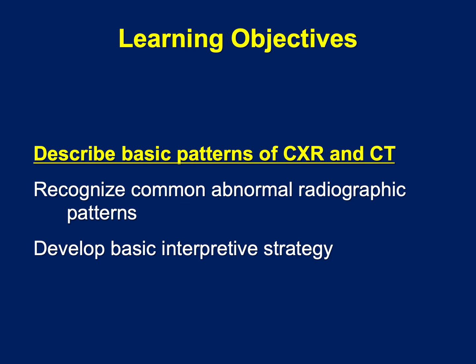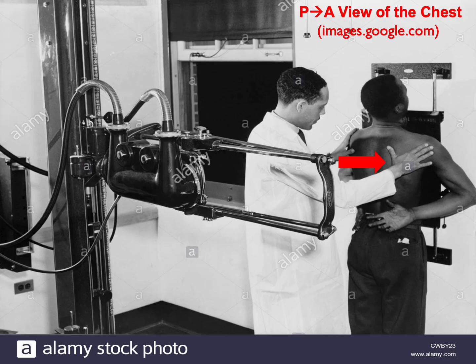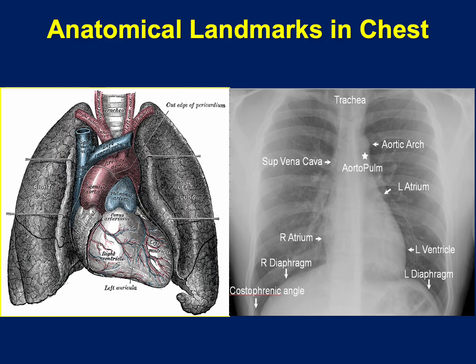Let's talk about some basic patterns of chest X-ray and CT. But before we do that, let's look at some common terminology. Here, we can see that the X-rays are going to be directed from the patient's back to the front, where the image is going to be acquired. This is called a PA, P standing for posterior and A standing for anterior view of the chest. This is how a typical PA film would appear.